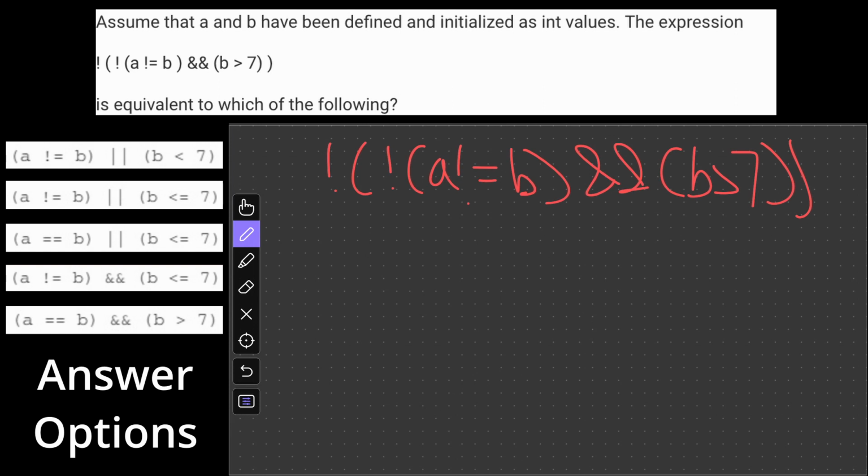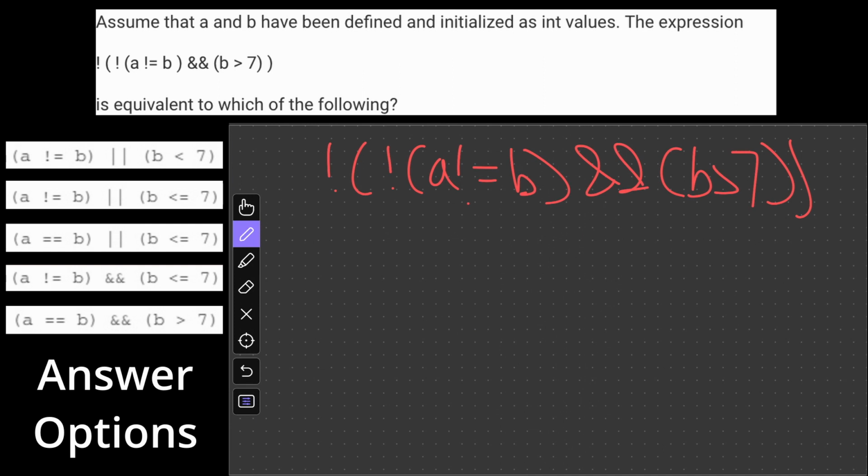And we have A as A not equal to B, or B is less than 7. B is A is not equal to B, or B is less than or equal to 7. C is A equals B, or B is less than or equal to 7. D is A is not equal to B and B is less than or equal to 7. And E is A equals B and B is greater than 7. So this looks a little complicated. So how do you go about doing this?